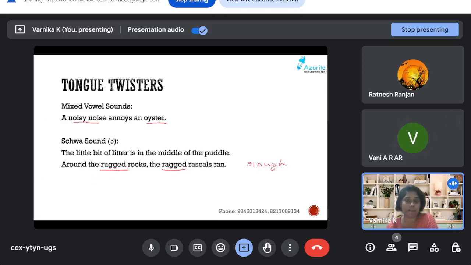Okay. Ragged is when your clothes are torn, right? Very saggy and old clothes. You can see they would be very dirty and torn. So somebody who's wearing very torn clothes and he's not a good person. So they're saying rascals. The ragged rascals ran. Okay. So old torn clothes are ragged. Okay. Vani, last one.